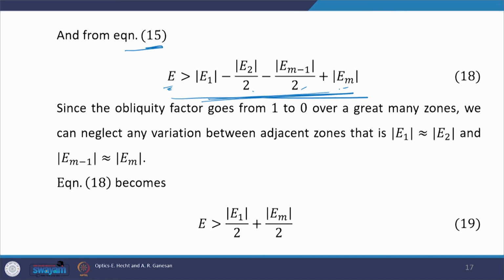Once these things are understood, then we can proceed further, and we know that the maximum value of the obliquity factor is 1 and the minimum value is 0. And this obliquity factor goes from 1 to 0 over a large angle. When angle theta is equal to 0, we have k equal to 1, and when theta is very large, then we get k equal to 0.